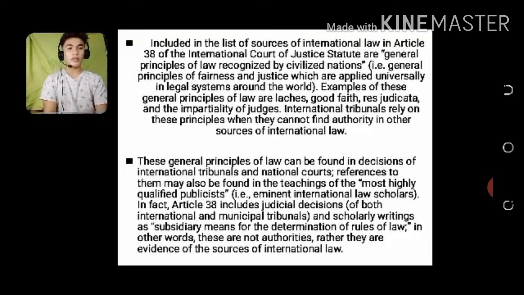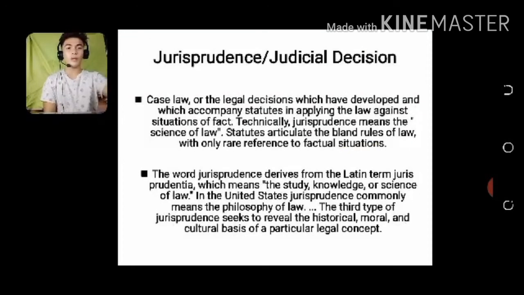International tribunals rely on these principles when they cannot find authority in other sources of international law. These general principles of law can be found in decisions of international tribunals and national courts. References to them may also be found in the teachings of the most highly qualified publicists, for example, eminent international law scholars. In fact, Article 38 includes judicial decisions of both international and municipal tribunals, and scholarly writings, as subsidiary means for the determination of rules of law. In other words, these are not authorities; rather they are evidence of the source of international law.